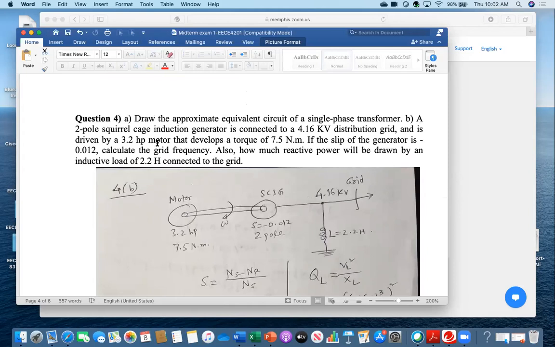A two-pole squirrel cage induction generator is connected to a 4.16 kV distribution grid and is driven by a 3.2 horsepower motor that develops a torque of 7.5 Newton meter. If the slip of the generator is minus 0.012, then calculate the grid frequency. Also, how much reactive power will be drawn by an inductive load of 2.2 Henry connected to the grid?